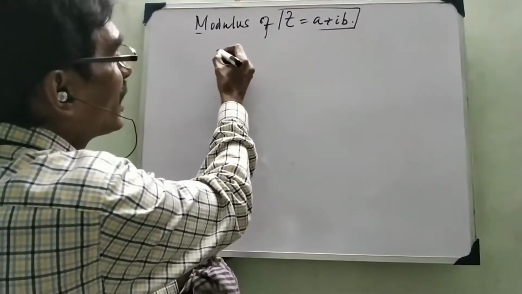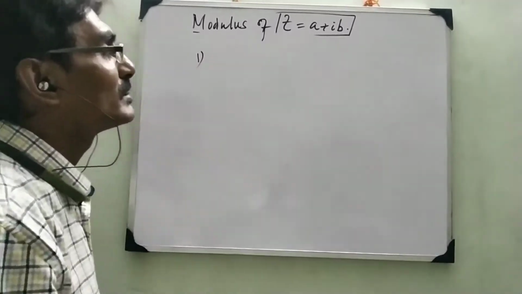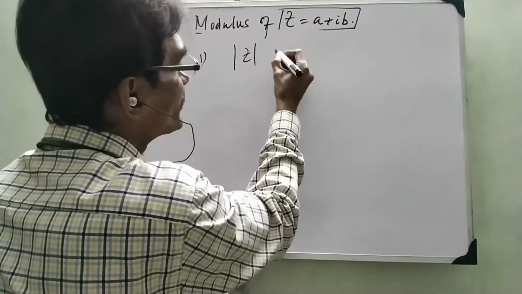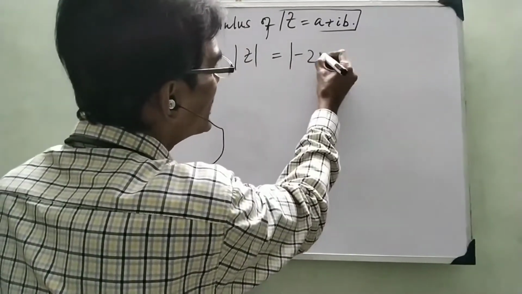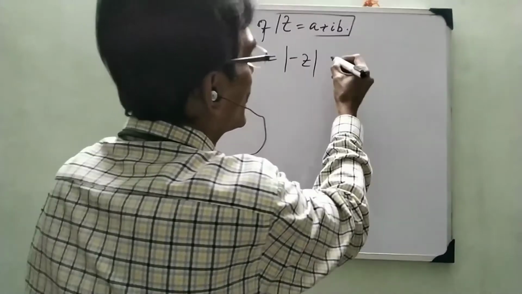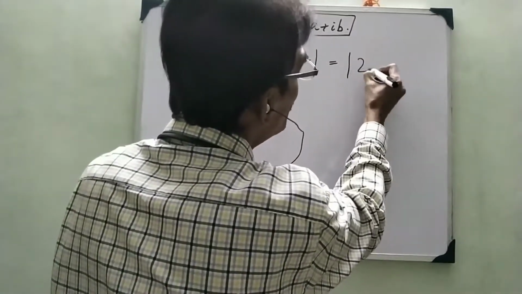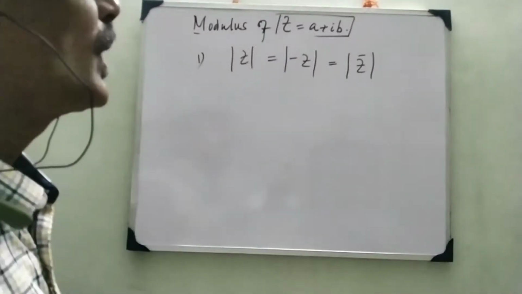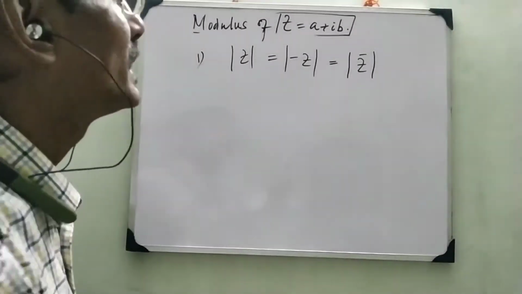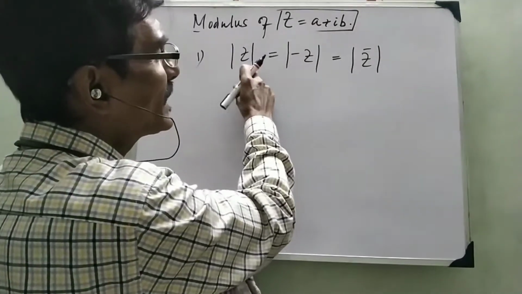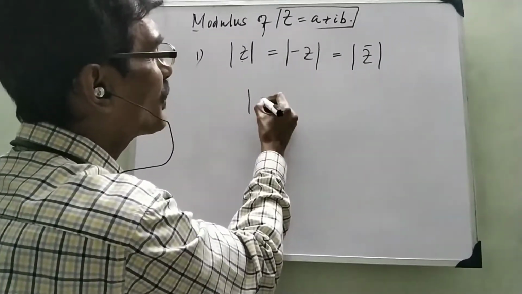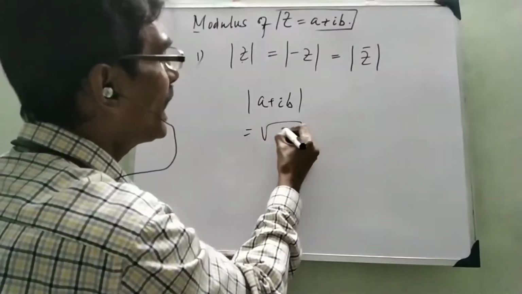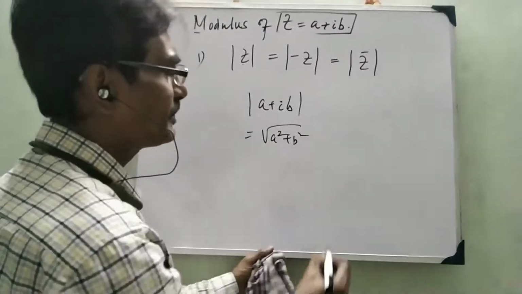Say, number one, modulus of z, modulus of minus z, and modulus of, what is this? Last day I told you, the conjugate of z, all have same result. Because this one is what? z. Modulus z means modulus of a plus ib. So, answer already by formula I have written, root of a square plus b square.